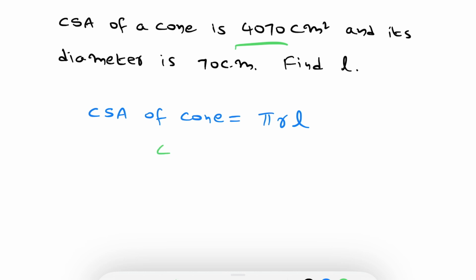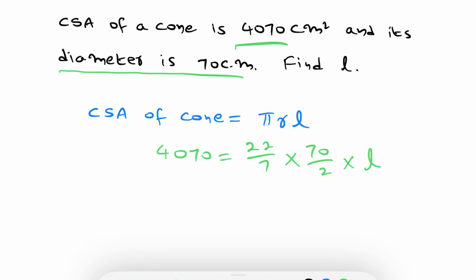So here the curved surface area of the cone is given as 4070. So in place of CSA of a cone I am substituting 4070, which equals pi, whose value we know is 22 by 7, times the radius. In the question the diameter is given as 70, then the radius will be half of 70. So r is 70 by 2, into L, which is unknown and which we need to find out.